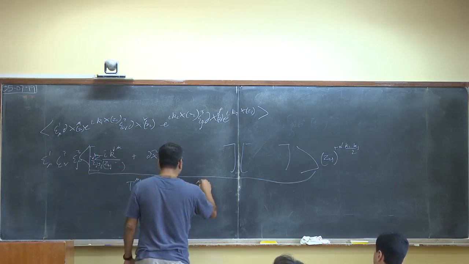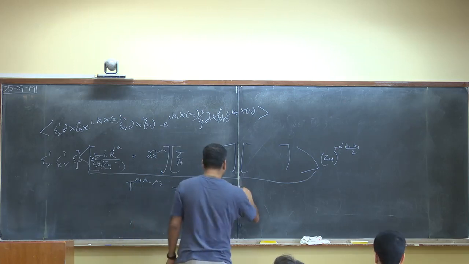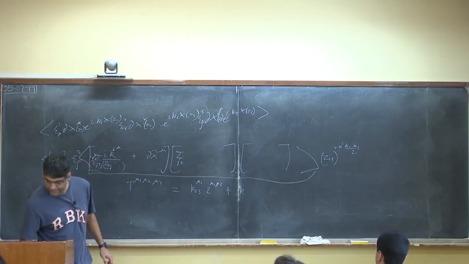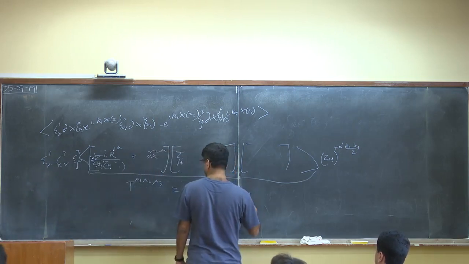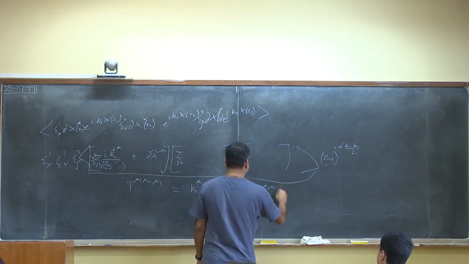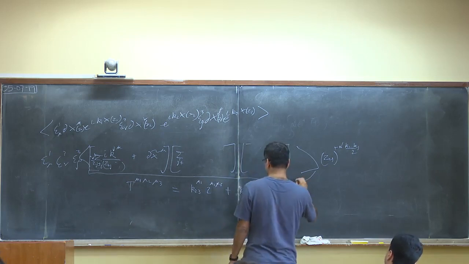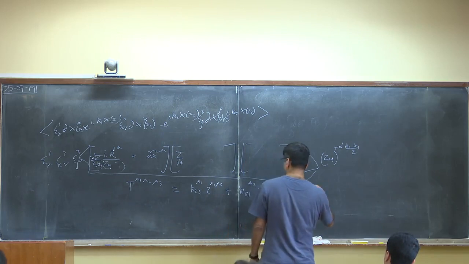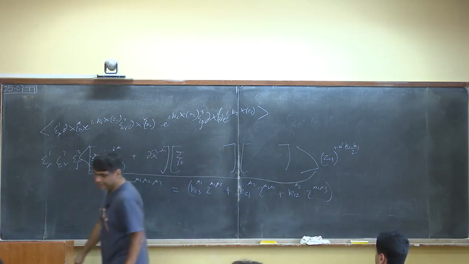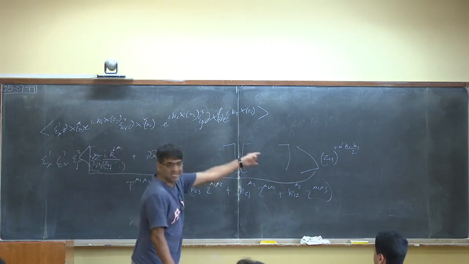k_23^{μ1} η^{μ2μ3} plus k_31 plus cyclic, exactly, η^{μ3μ1}, plus k_12^{μ3} η^{μ1μ2}. This is the one-derivative part. And then there is the three-derivative part, which is actually very easy, because it's just this, this, this. So clearly it's just k cubed.